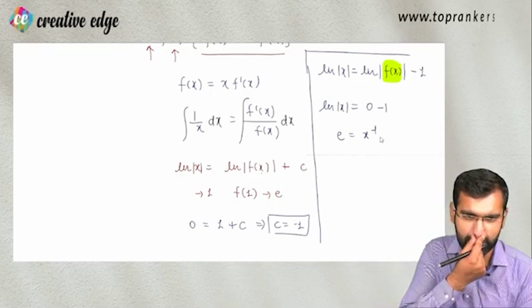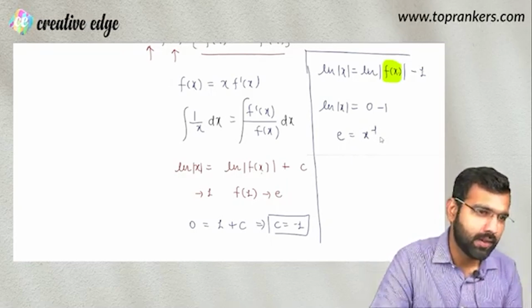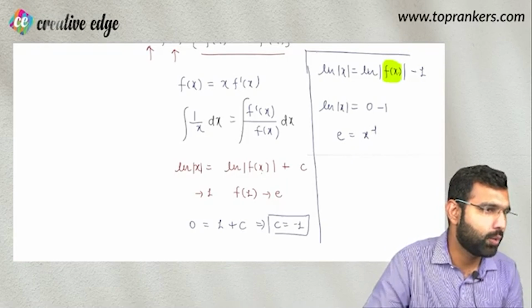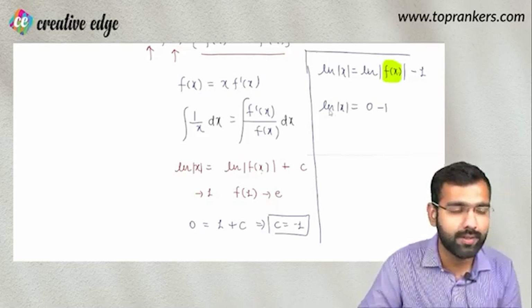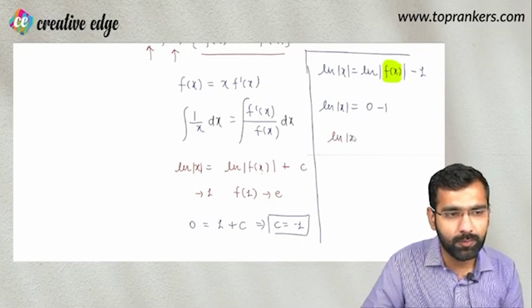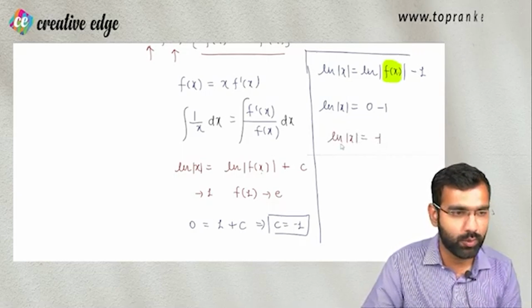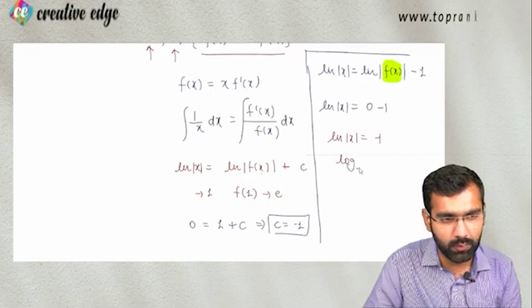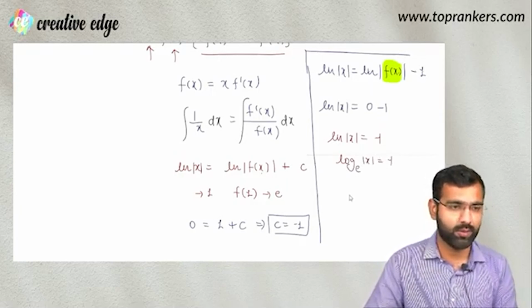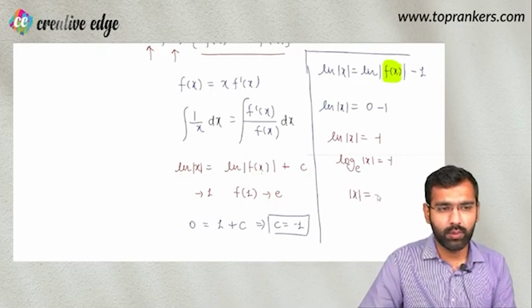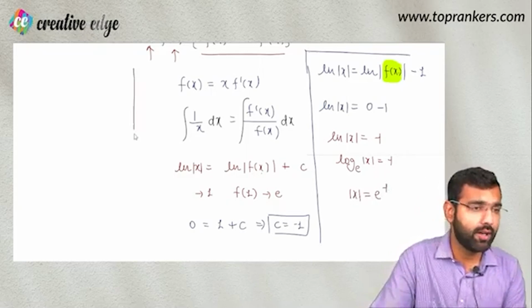I hope we are doing this correctly here. Let me just rewrite this equation in a more simplified version. The steps I skipped, I'll write them for you so that you understand it better. See, what do we have? ln of mod of x is equal to -1. I hope you understand. ln of mod of x means log of base e, which is equal to -1. From here I can conclude that mod of x will be equal to e to the power -1. I hope you know how antilog is taken.